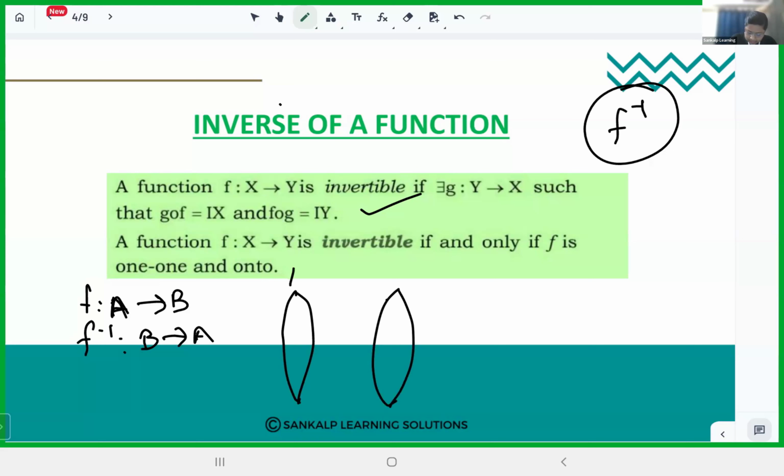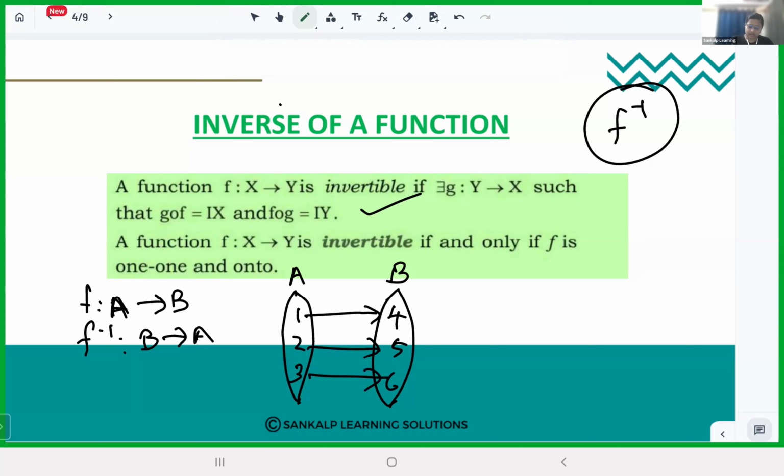So f inverse is defined from B to A. All right. So I'll explain it with the help of an arrow diagram. So let this be set A and this be set B. The set A contains the elements 1, 2, 3 and B contains the elements 4, 5, 6. So I'm going to define a function such that 1 is mapping to 4, 2 is mapping to 5, and 3 is mapping to 6.